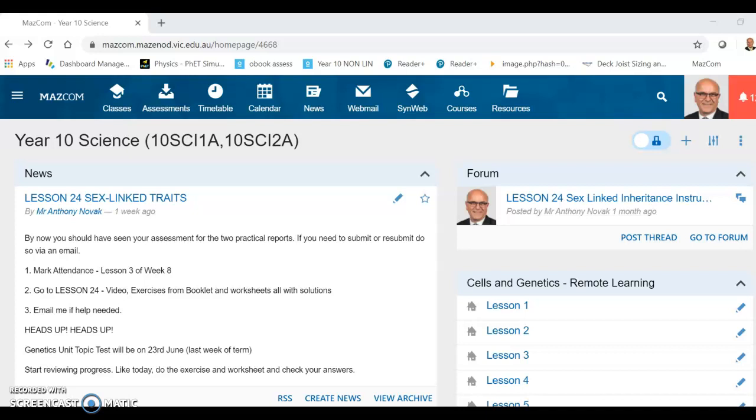Hi, so today's lesson is about sex-linked traits. So remember, males have an X and a Y chromosome, and females have an X and an X chromosome. And in those chromosomes, in particular the X chromosome, not in the Y, X only, there are some traits that are linked to that X chromosome.